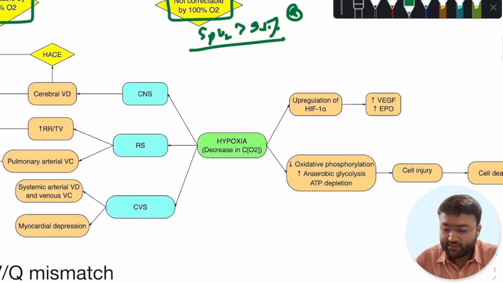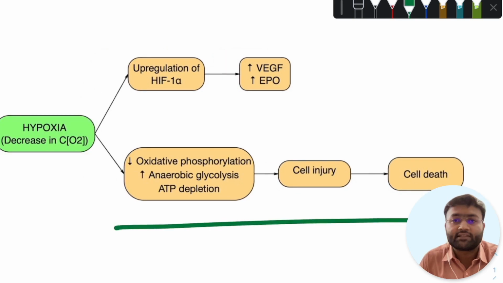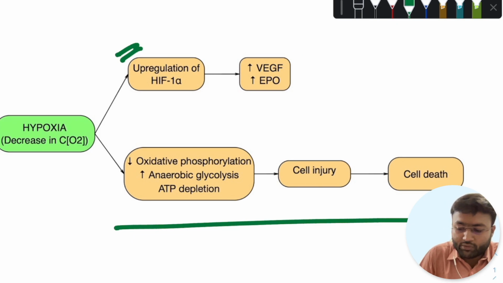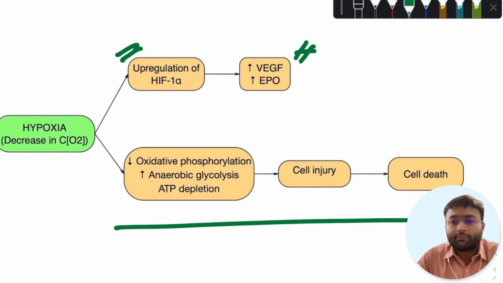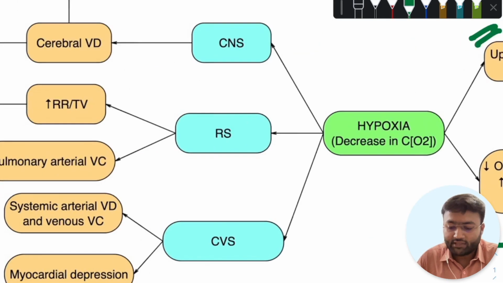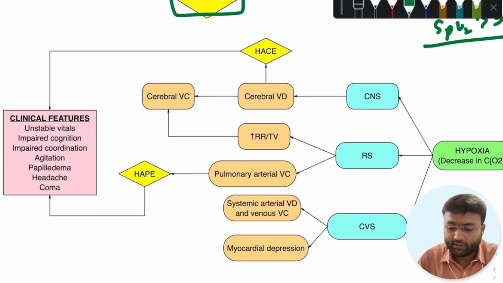Now, hypoxia has a lot of biochemical changes inside the body, so it will upregulate the hypoxia inducible factor 1 alpha, which will give rise to an increase in VEGF and EPO. Along with that, it will predispose to cell injury if it is sustained, so it will cause a decrease in oxidative phosphorylation, ATP depletion will occur, and that will ultimately give rise to cell death. I will not be discussing it in greater detail. The next section is hypoxia and the various changes that will occur in the body.